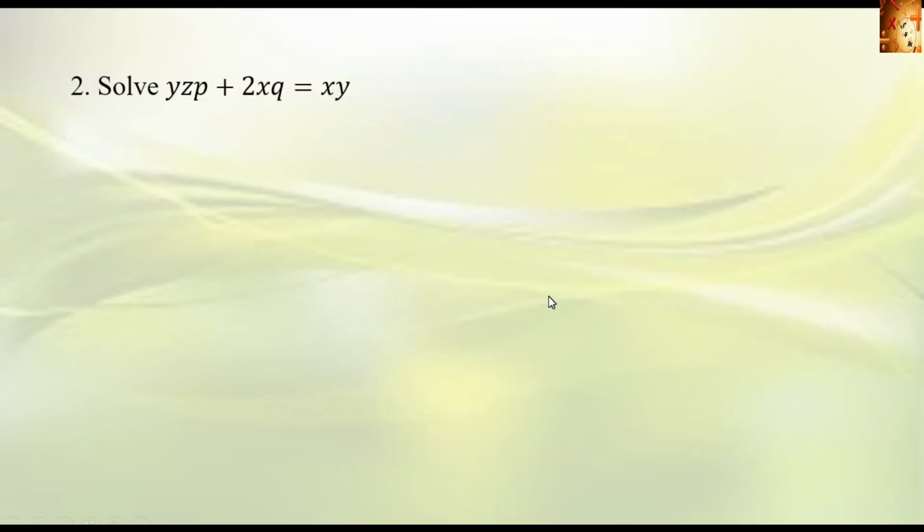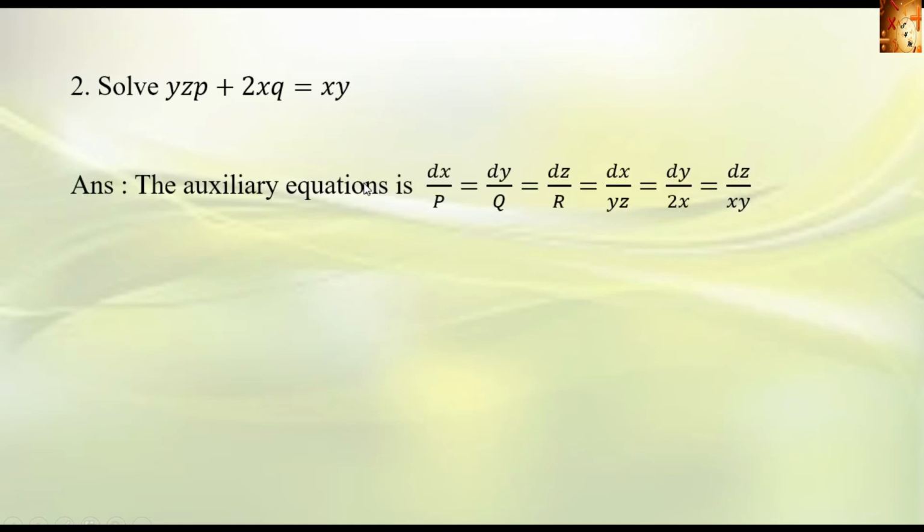Moving to the second problem. Solve yzp plus 2xq equal to xy. Here capital P equal to yz, capital Q equal to 2x, capital R equal to xy. So the auxiliary equation becomes dx divided by yz equal to dy divided by 2x equal to dz divided by xy. Here check these fractions.